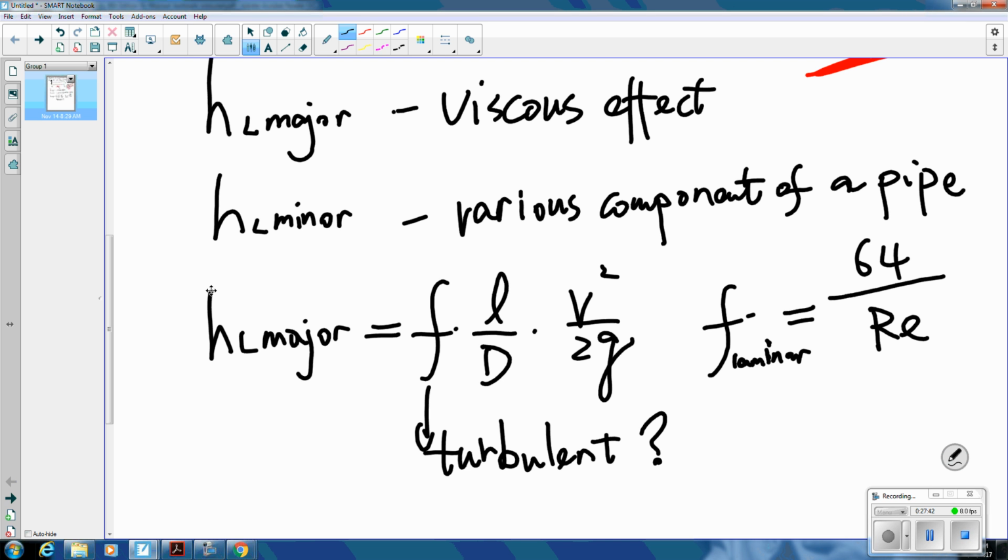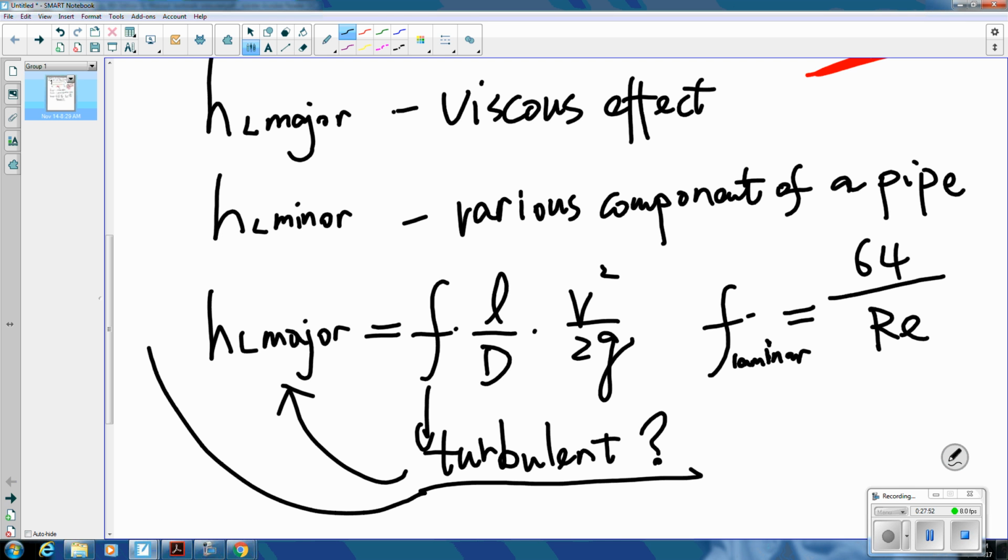Please read this section and summarize your findings for turbulent flow, major losses, and minor losses, and let's talk about more examples and tackle some problems with this information in class.